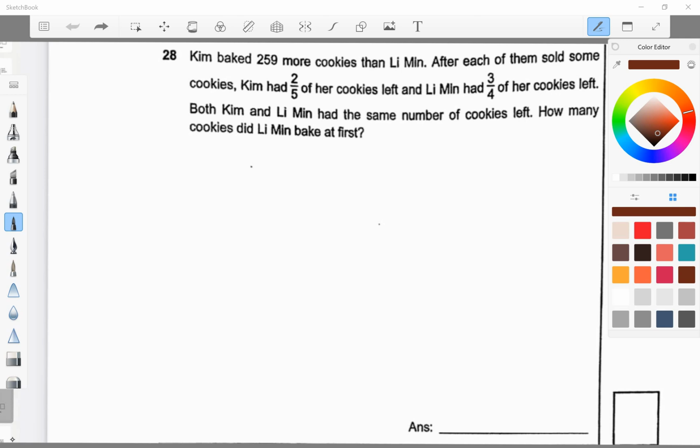It is said that Kim baked 259 more cookies than Li Min. So this is what I will circle, pointing to Kim. And the key phrase in the question is that after each of them sold some cookies, Kim had 2/5 of her cookies left, whereas Li Min had 3/4 of her cookies left. And the question states that both Kim and Li Min had the same number of cookies left. And they are asking us how many cookies Li Min baked at first.